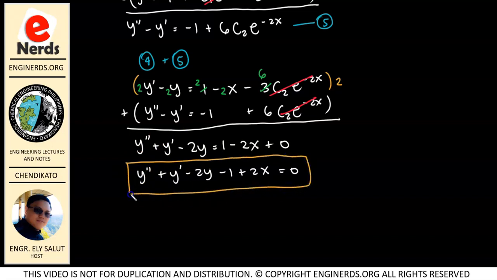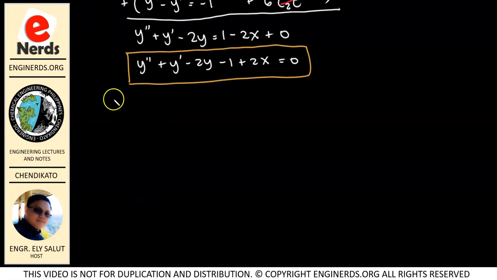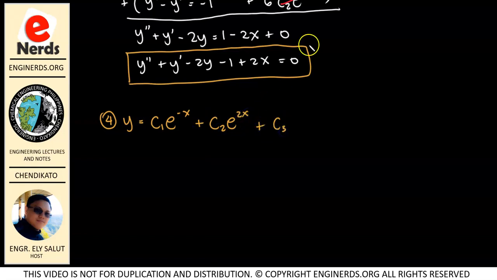No? So, punta tayo sa problem number 4 na binura natin kanina. No? So, let us write this down here. Number 4. Okay, baba natin ng konti. We have our number 4. Anong given natin kanina? y is equal to C1 e to the negative x plus C2 e to the 2x, then plus C3 e to the negative 3x. So, dito naman, tatlo na yung ating arbitrary constant.